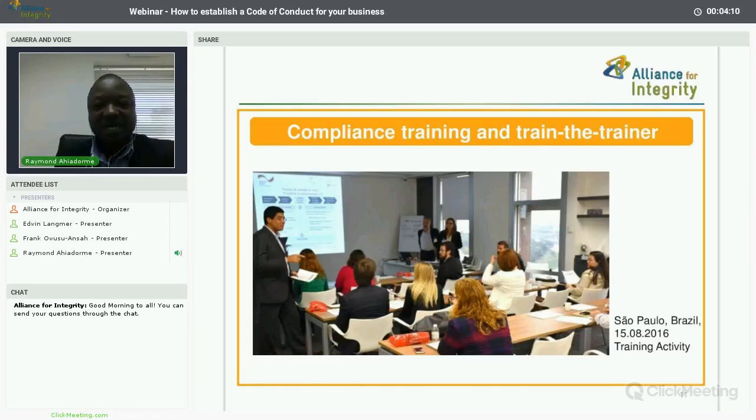Then the compliance training and train the trainer. This is one flagship program of the Alliance for Integrity, where we train businesses or business representatives for that matter in all the countries we are active in, so that they can gain knowledge and be able to implement corruption prevention systems in their organizations. So what we see here is a photograph of such a training taking place in Sao Paulo, Brazil.